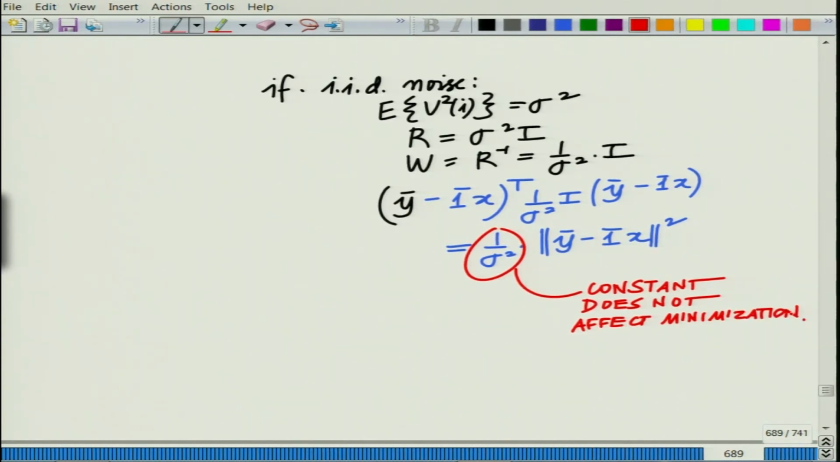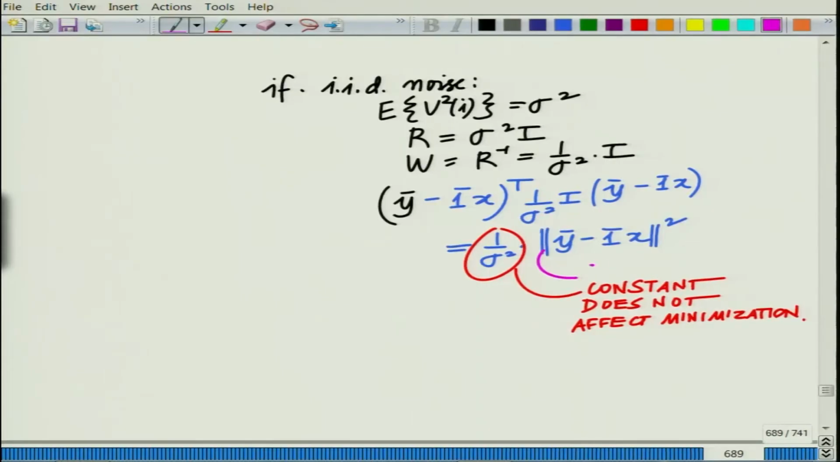Because whatever x minimizes the norm square, you multiply it by a constant, it is the same x that minimizes this cost function. Therefore, this reduces to the least squares. So, what this essentially means is that when the noise is independent identically distributed, the weighted least squares optimization problem reduces to the least squares. That you can say is essentially your conclusion.